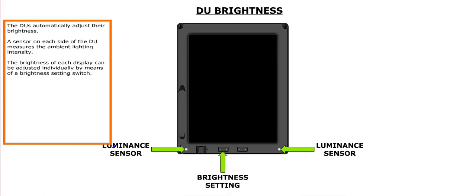The DUs automatically adjust their brightness. A sensor on each side of the DU measures the ambient lighting intensity. The brightness of each display can be adjusted individually by means of a brightness setting switch.